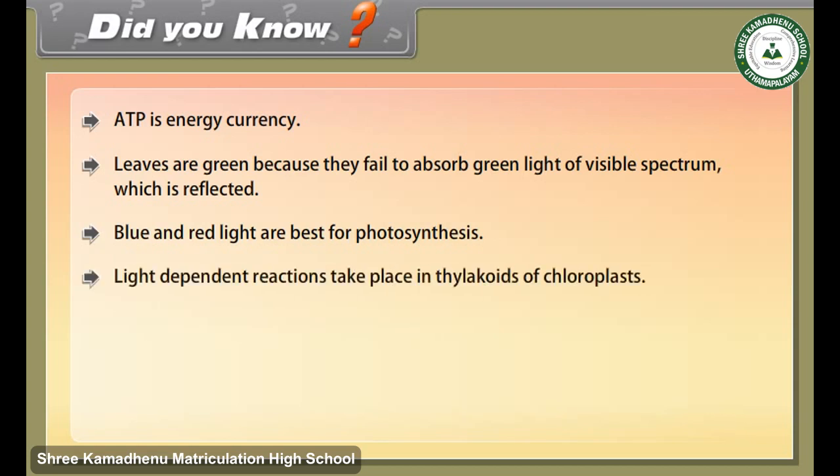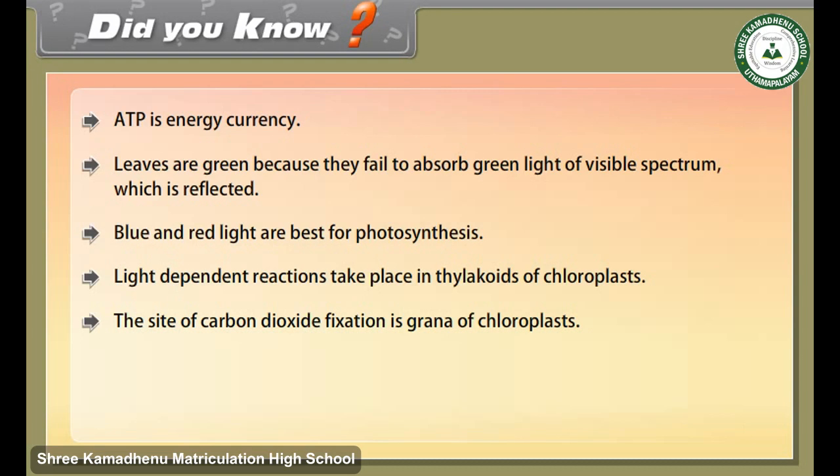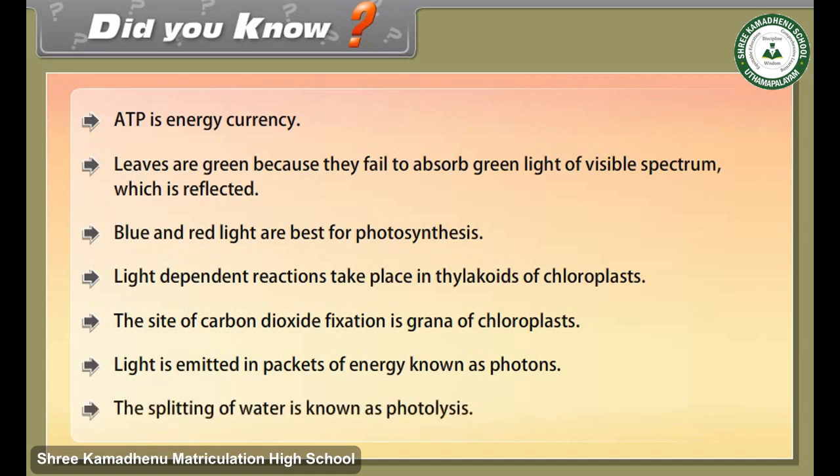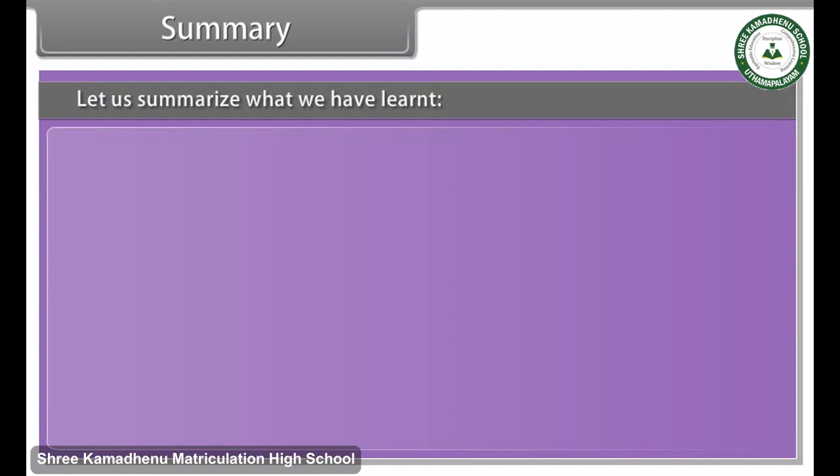Light-dependent reactions take place in thylakoids of chloroplasts. The site of carbon dioxide fixation is the stroma of chloroplasts. Light is emitted in packets of energy known as photons. The splitting of water is known as photolysis. Summary. Let us summarize what we have learned.